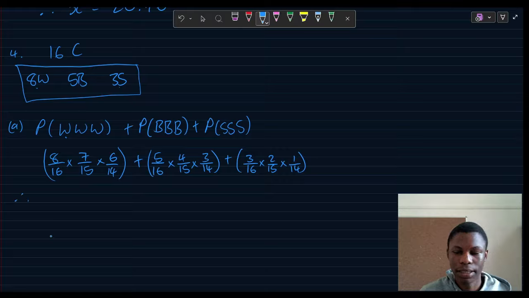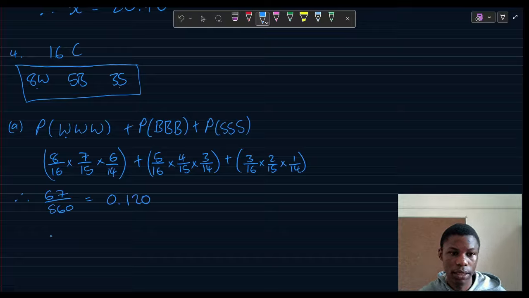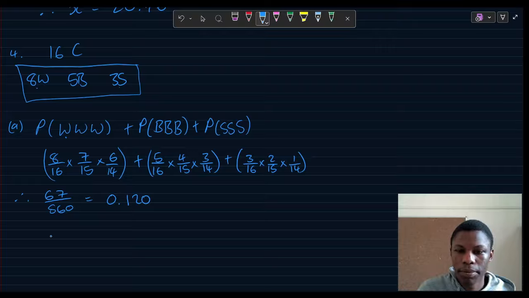And you punch this into your calculator. We get 67 over 560, or if you want to write this as a decimal, 0.120 to 3 significant figures.